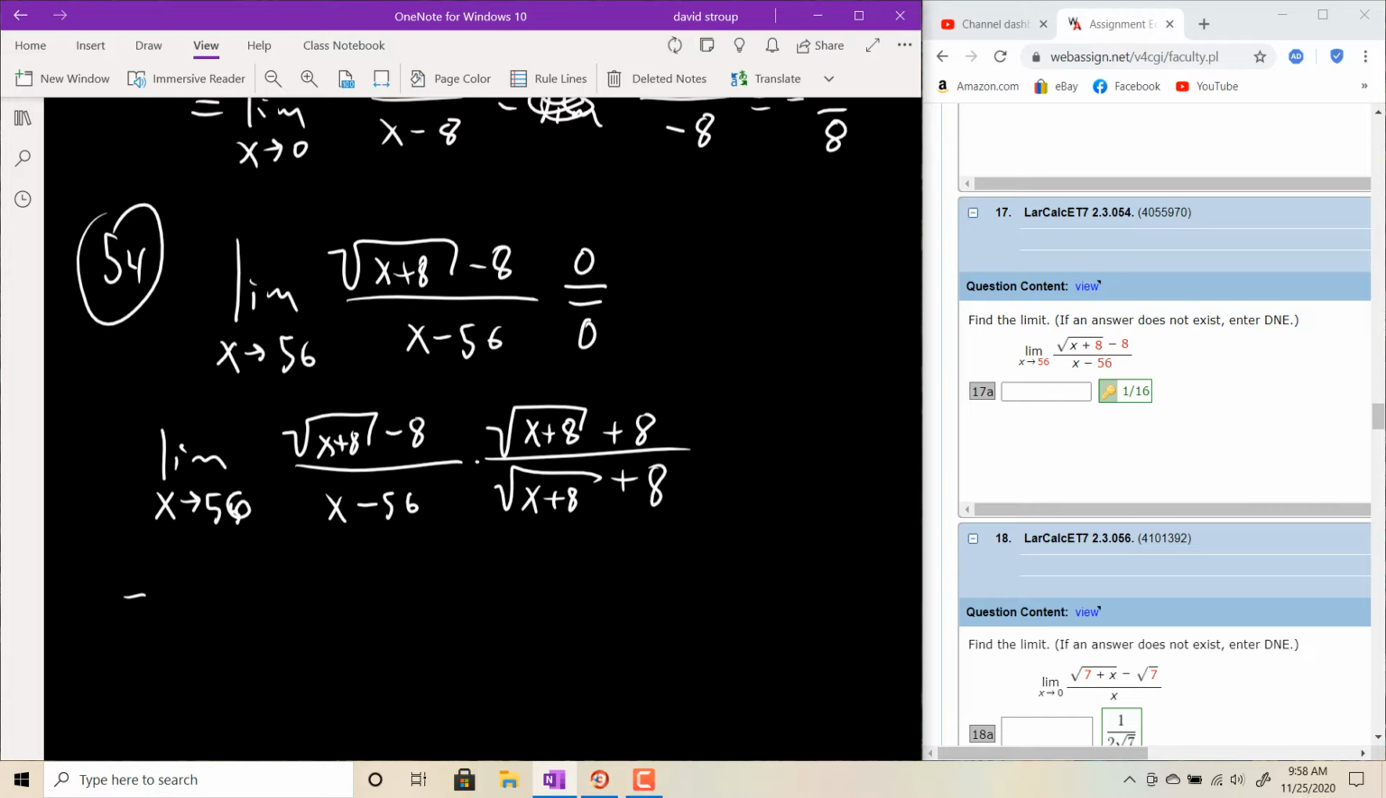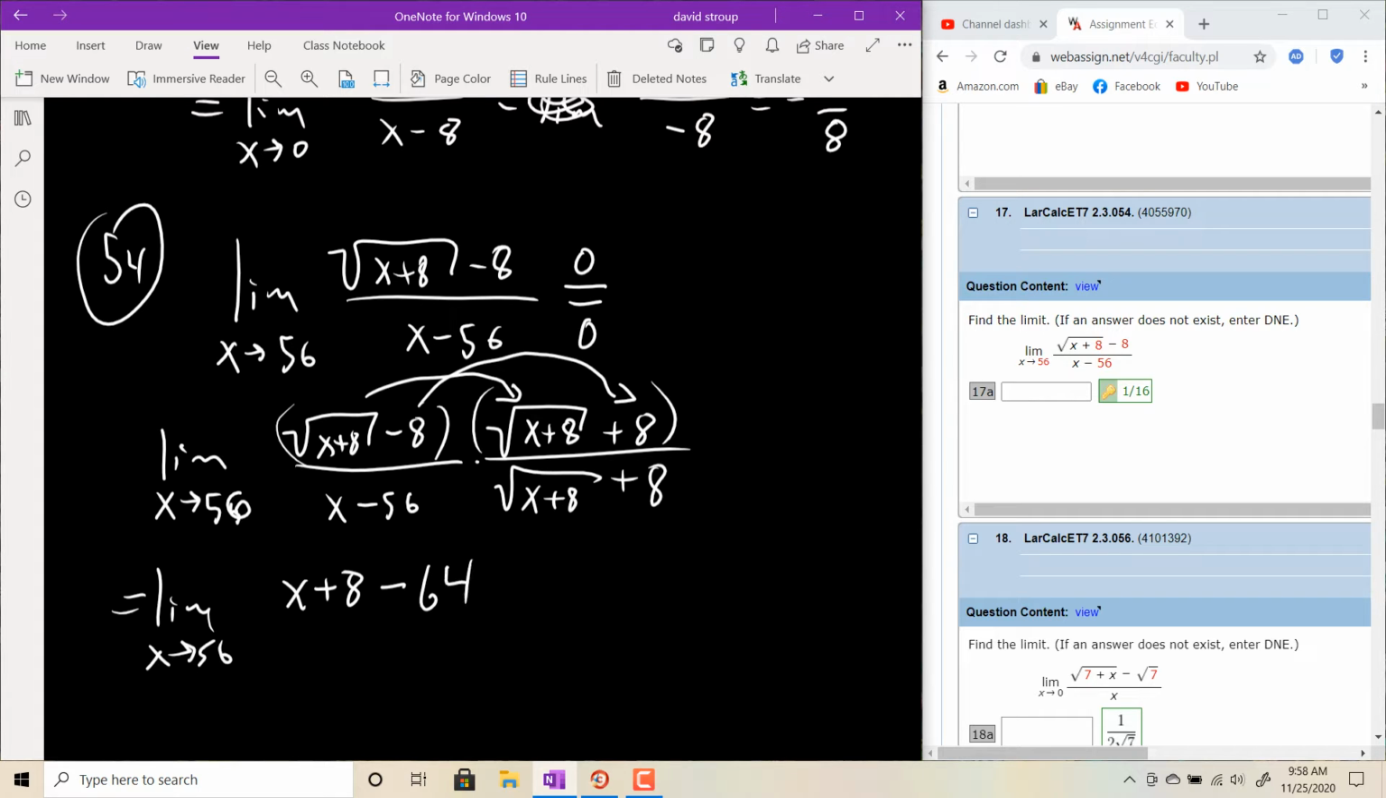Okay. So in the numerator, I have to kind of FOIL that out, right? So this times this, the square roots will go away, and you just have x plus 8. And then the inner and outer are opposites, so they'll add to 0. And then the last, negative 8 times 8, will be minus 64. And then downstairs, I'm not going to FOIL that out.